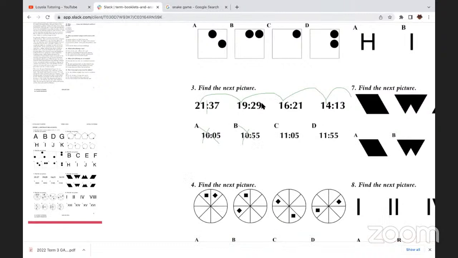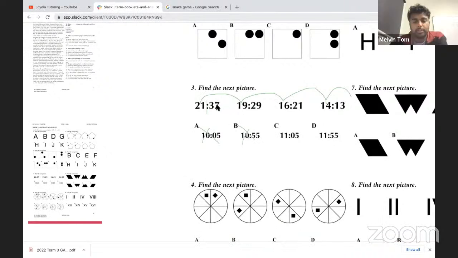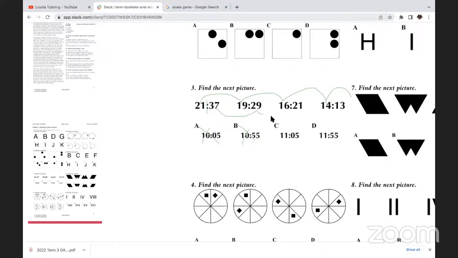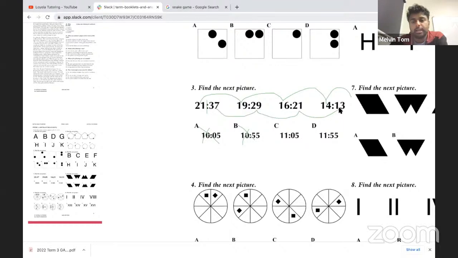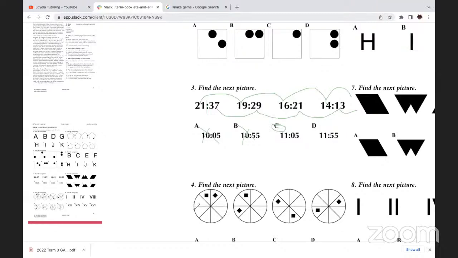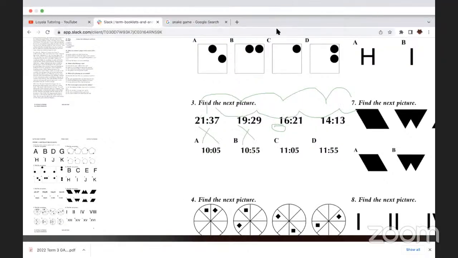Awesome. So next we look at the hours. 37 minus 8 gives me 29. 29 minus 8 gives me 21. Minus 8 gives me 13. And 13 minus 8 gives me 1105. Do you understand? Yes. Can you do question 4? Yeah. Okay.